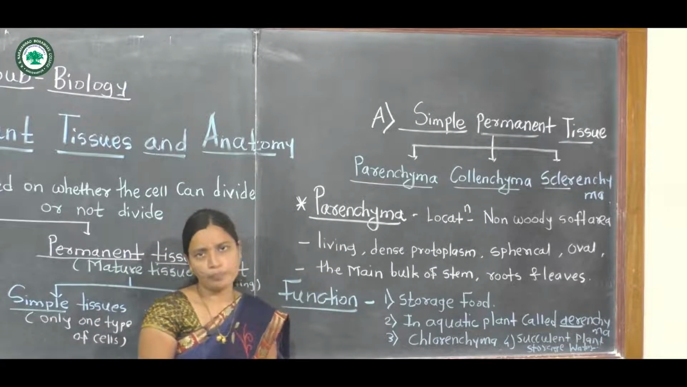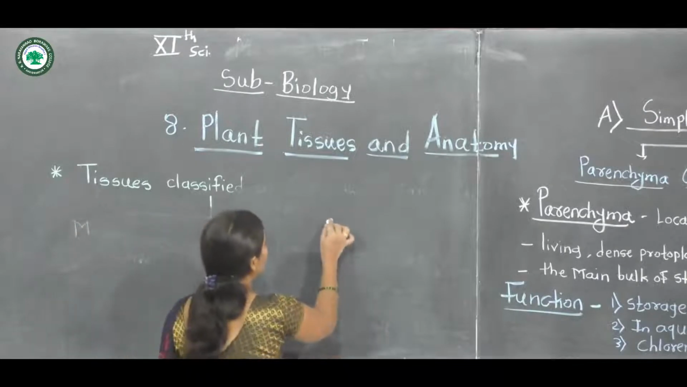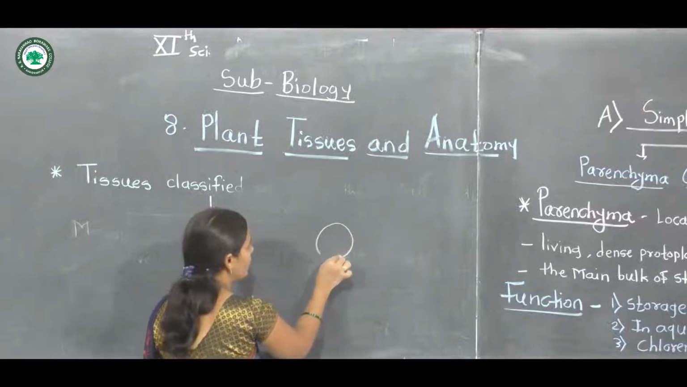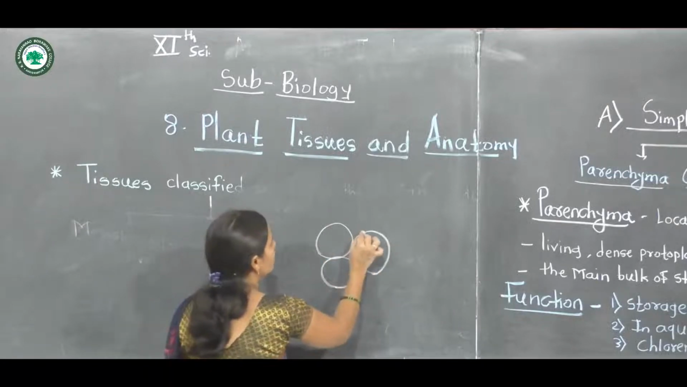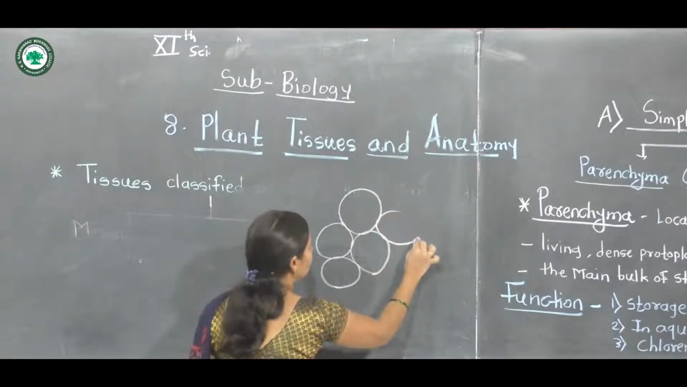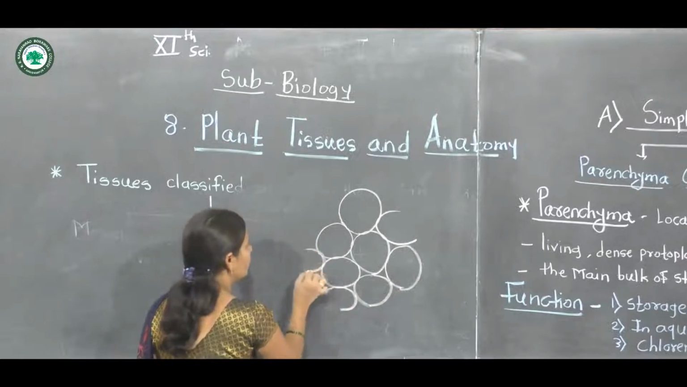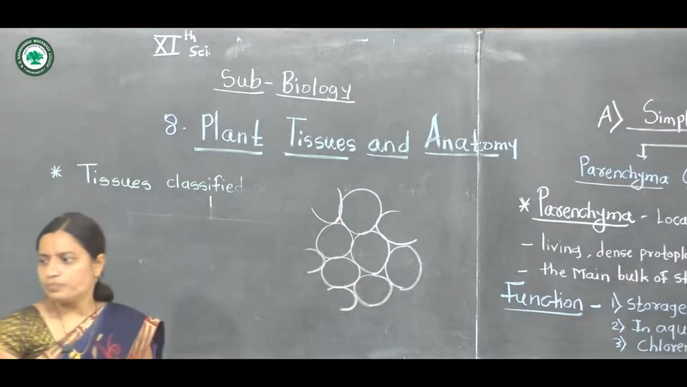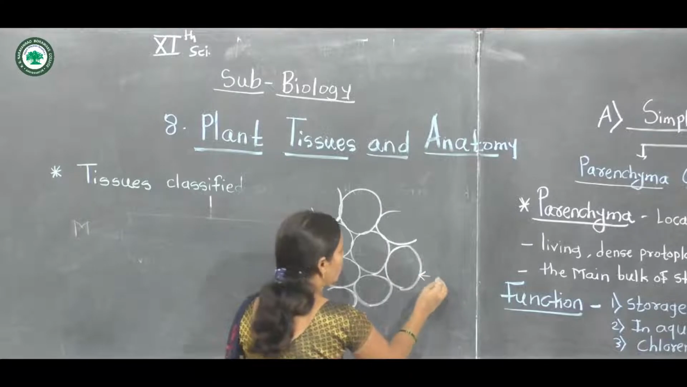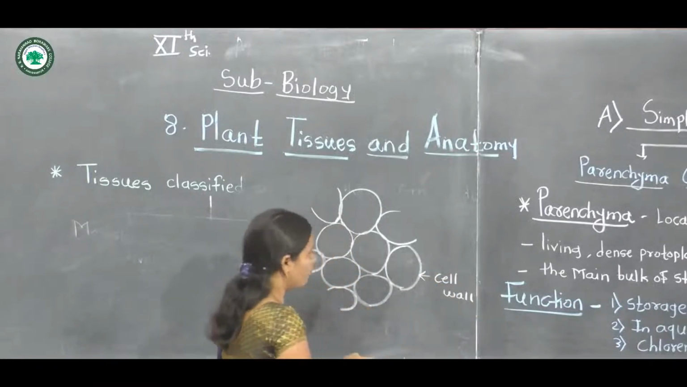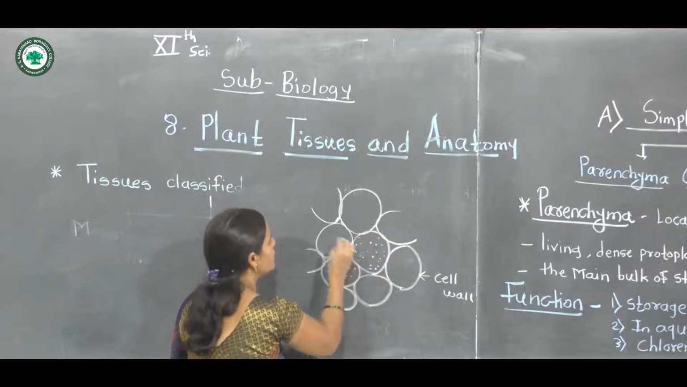Now the structure of this tissue. The cells of parenchyma are oval or isodiametric in shape. This tissue has a thin cell wall. On the inner side, it has dense protoplasm.